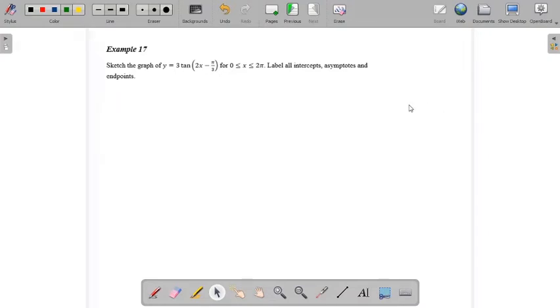All right, example 17, which is our last example that we're working on for graphing tan functions. Let's have a look at what we've got. So y equals 3 tan(2x minus pi on 3), and we're graphing from 0 to 2 pi.